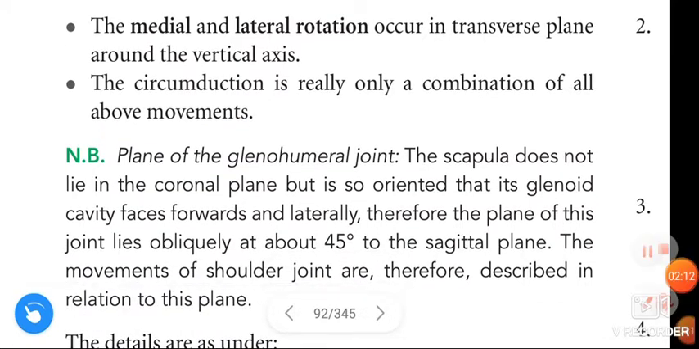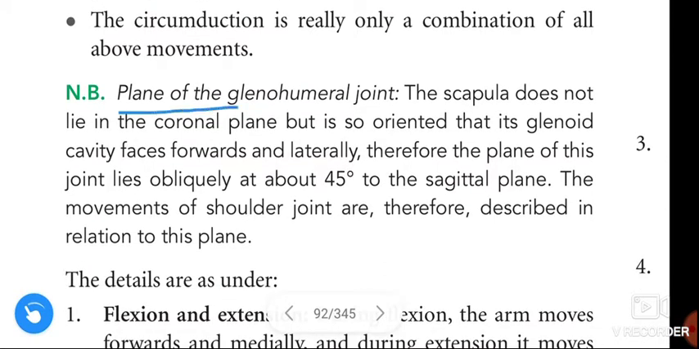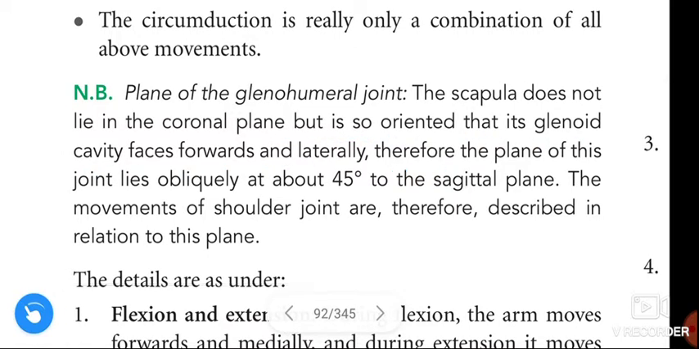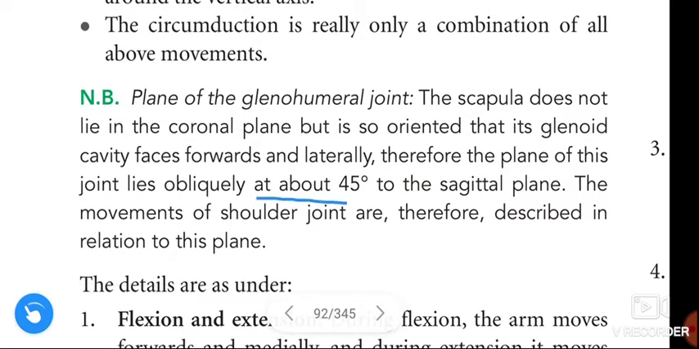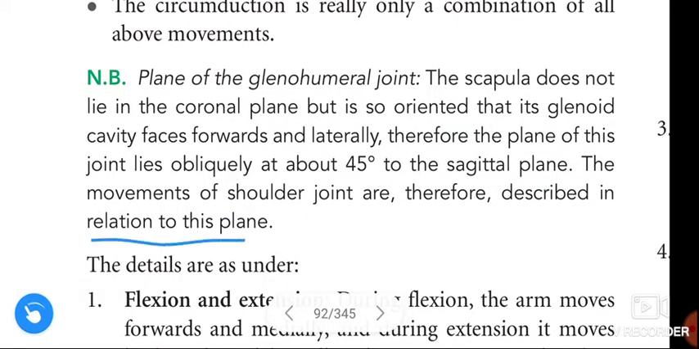A note is given here. The plane of the glenohumeral joint: the scapula does not lie in the coronal plane but is so oriented that its glenoid cavity faces forwards and laterally. Therefore, the plane of its joint lies obliquely at about 45 degrees to the sagittal plane. The movements of the shoulder joint are therefore described in relation to this plane.